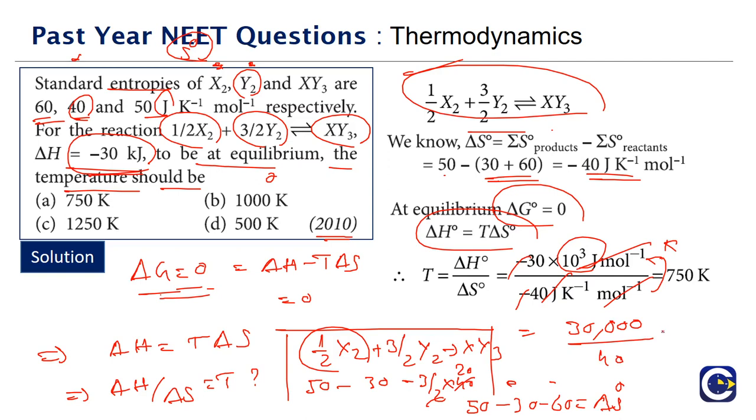30,000 by 40, which will be 750 Kelvin. So the equilibrium temperature is going to be what? It will be 750 Kelvin. So this kind of question is very common. In fact, if you look at the past year papers, we will see that a lot of questions talk about the equilibrium temperature and conditions like that. Okay.